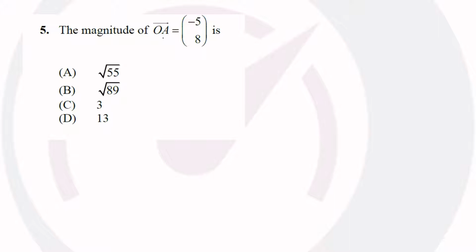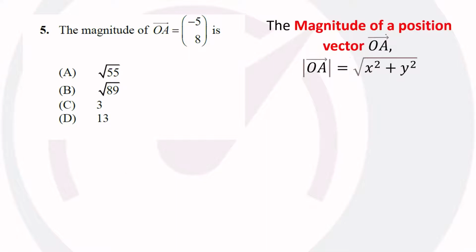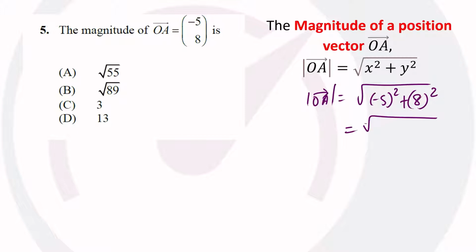Alright, question 5. Find the magnitude of a position vector OA which is -5, 8. How do we find the magnitude of a position vector? There's a particular formula that we follow. We use these little bars to symbolize finding the magnitude of a vector. So that's going to be the square root of, what's our x value? -5, so (-5) squared plus 8 squared. You just follow this formula.